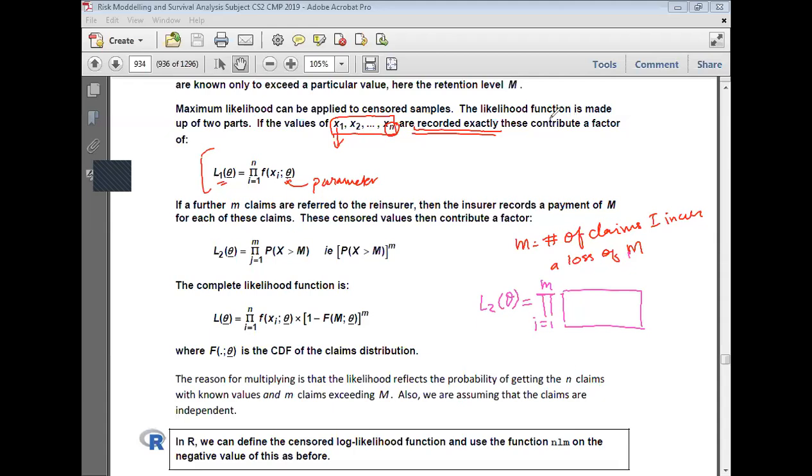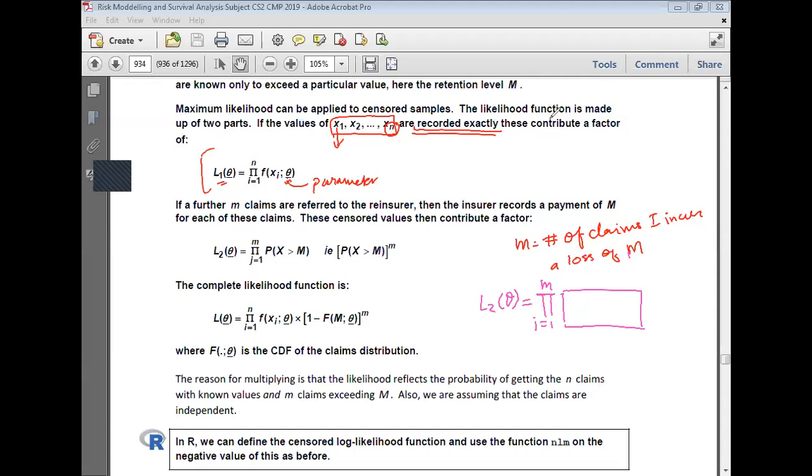Only for the claims with value greater than M, right? Why do you think it should be greater than M? No, I'm asking the likelihood of that only, right? As in, the first one was for the X amounts that are lesser than the retention limit. So now here we are considering the likelihood of the amounts greater than the retention limit, right?